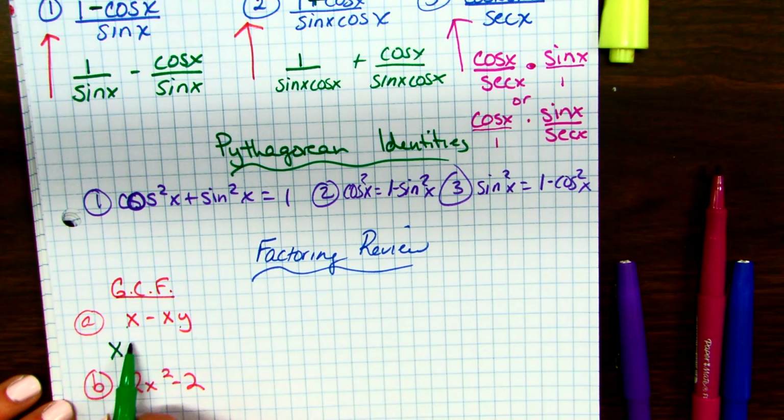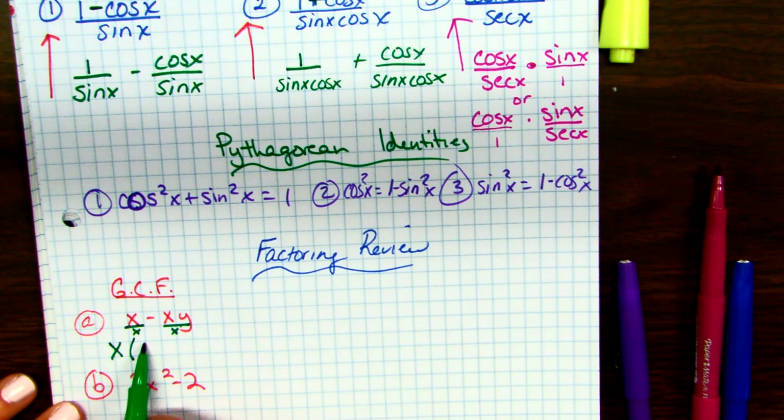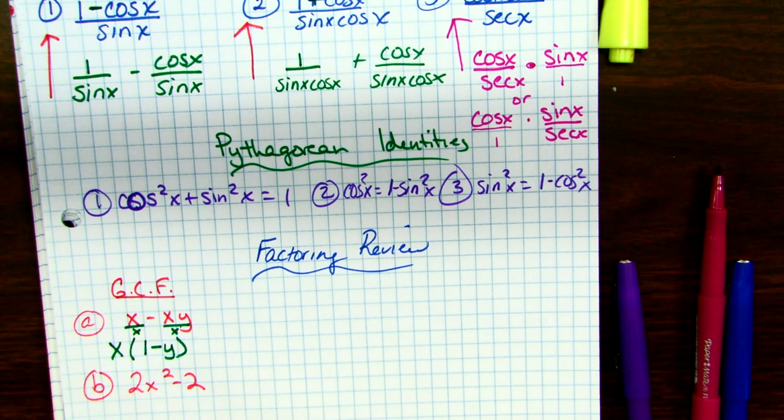And all you're doing is the reverse of the distributive property. I'm dividing both of these by x. Whatever's left goes in the parentheses. And I would get 1 minus y. GCF. You've done it a million times.